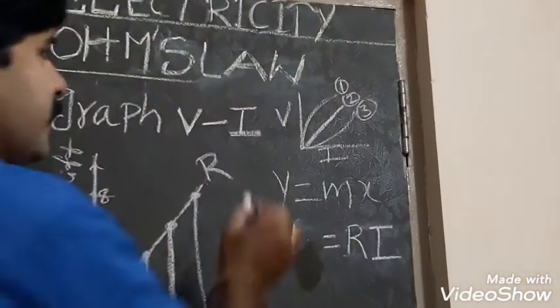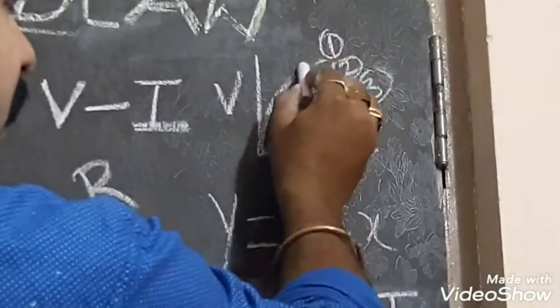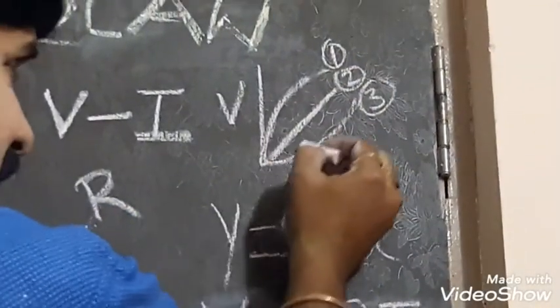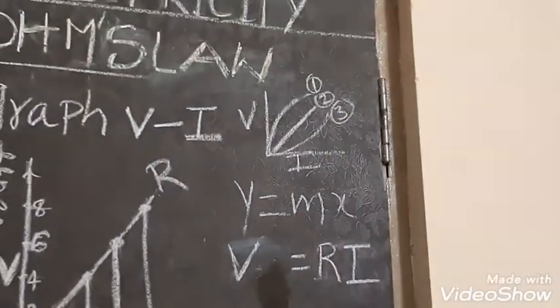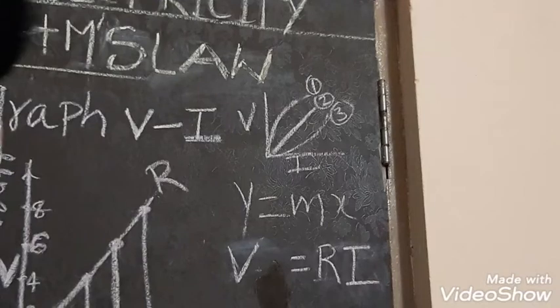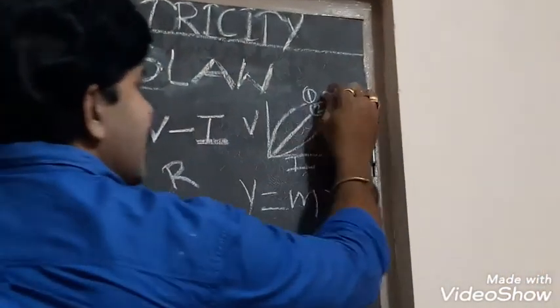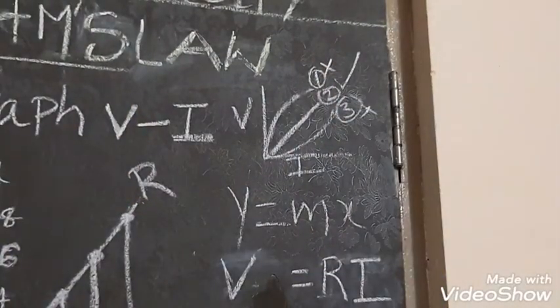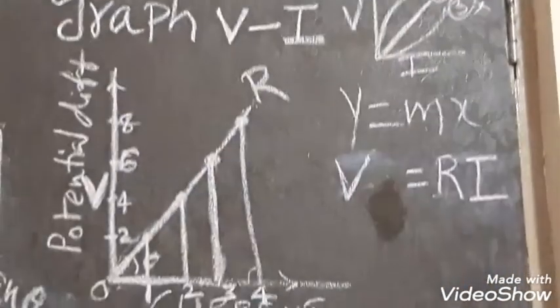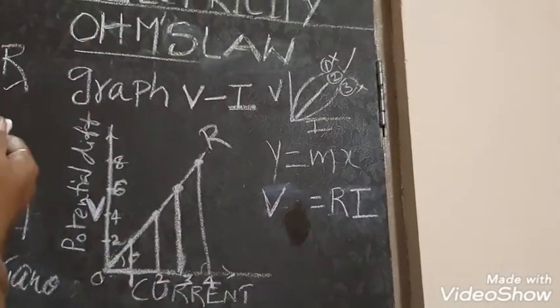Here you see, the VI graph is a curved one, an inverted curve, or a straight line. Always the VI graph is a straight line passing through origin. So you have to take this one only. This is wrong, this is wrong. This was already shown. But how? We will see from mathematics also.